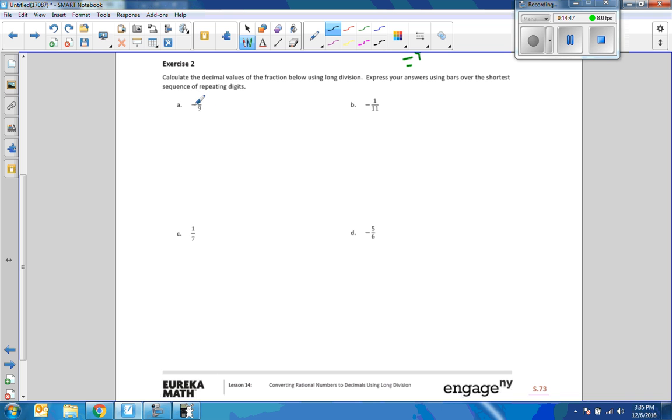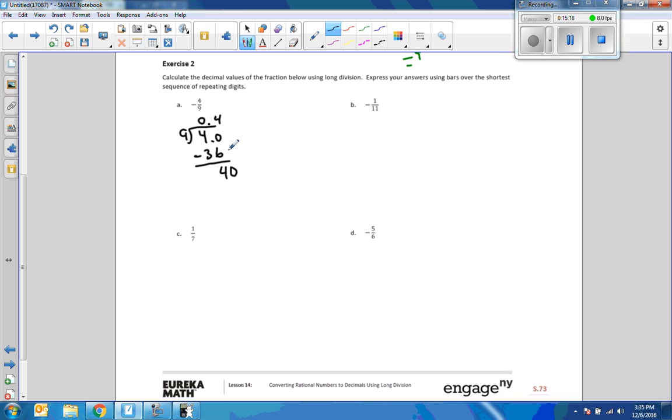So this is 4 divided by 9. I'm going to ignore the negative for now. 9 will not go into 4, so I set it up like this. 9 times 3 is 27. 9 times 4 is 36. 9 times 5 is 45, which is too many. So 9 times 4 is 36. 40 minus 36 is 4.